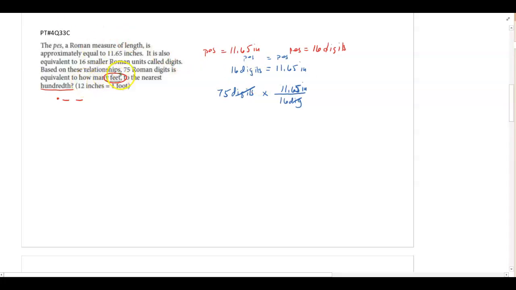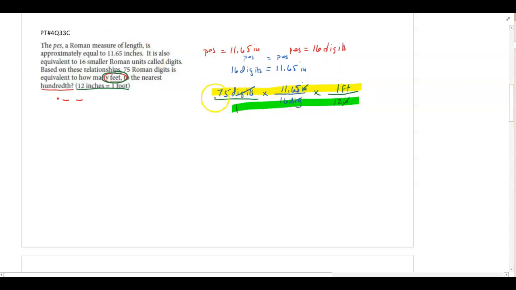So now, in the end, I need this to be in feet. So now I'm going to multiply that by the conversion for inches and feet. I know 12 inches, that cancels out the inches, is equivalent to 1 foot. So right now, this is technically over 1, and if I multiply all of these, then I can divide.